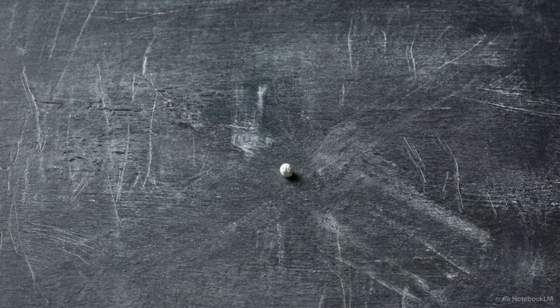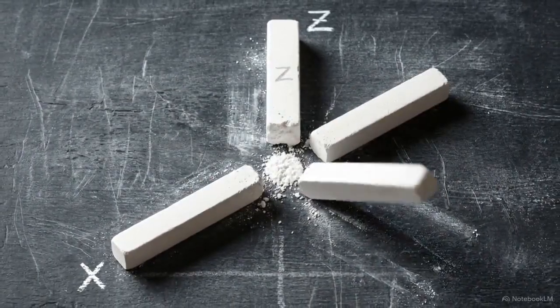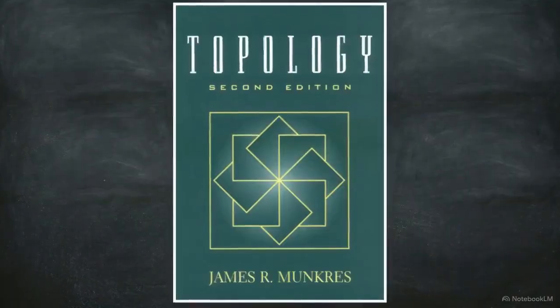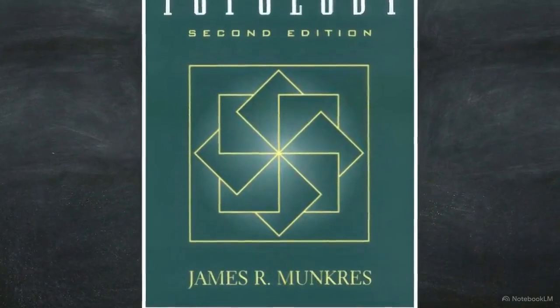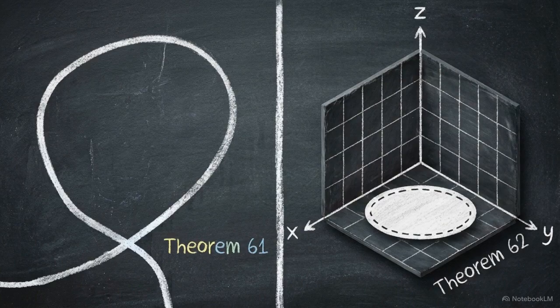To understand what separation and dimension actually mean, we have to strip away our visual biases and rebuild the rules of geometry from bedrock. Our guide for this derivation is James R. Munkres' classic textbook on topology. We are looking specifically at Chapter 10, which covers separation theorems in the plane. These two specific theorems, the Jordan separation theorem and invariance of domain, provide the mathematical proof that a space's dimension is a fixed, uncheatable structural property.